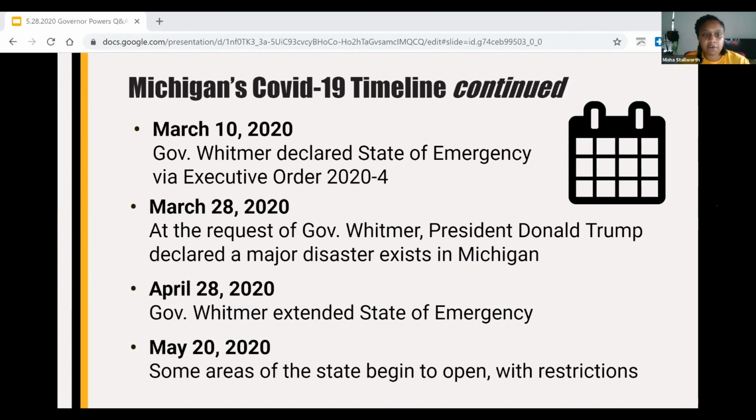April 28th, 2020, Governor Whitmer extends the state of emergency. When we talk about states of emergency, these declarations are legal documents. They have dates on them, and the extension of the dates, or when the date starts or stops, impacts when and how certain work can be done. And then May 20th, some areas of the state have begun to open with restrictions. If you've been following along, even this past weekend, I'm sure you have seen there are some places open. Things are happening differently up north than they are down here in Southeast Michigan. But this is just a quick refresher on the timeline, so you have a sense of how things have gone, where they're going, and as we get into the details, you can see where these different actions play in.